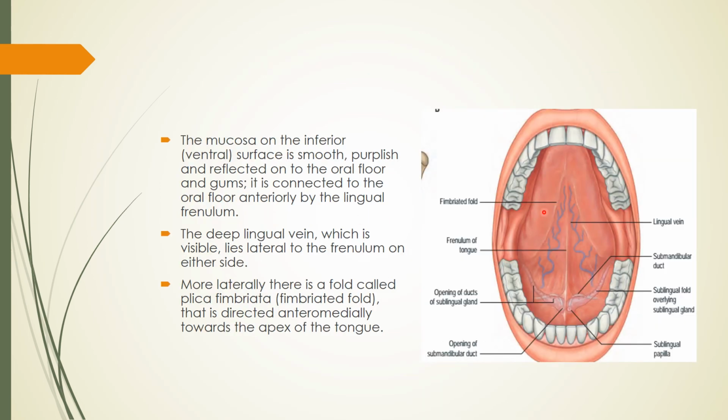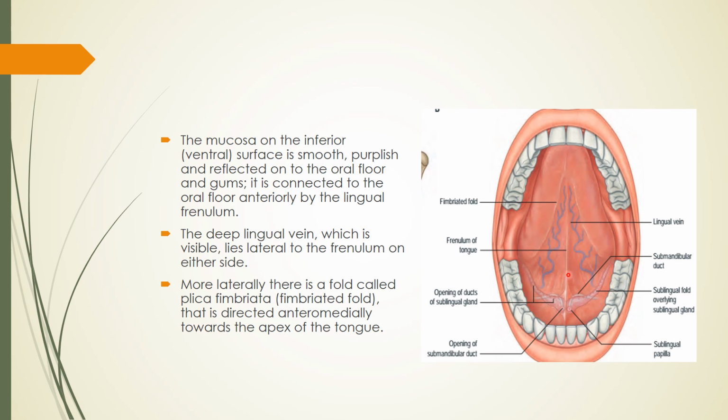Now this is the inferior surface of the body. The mucosa on the inferior surface is smooth, purplish, and it is reflected onto the oral floor and gums. It is connected to the oral floor anteriorly by the lingual frenulum, a fold of mucosa which connects the inferior surface of the tongue with the floor of the oral cavity.